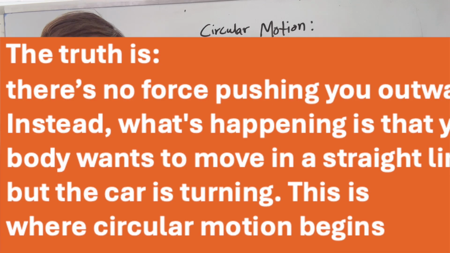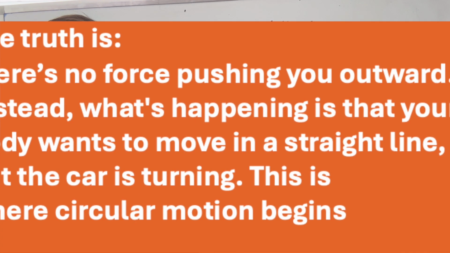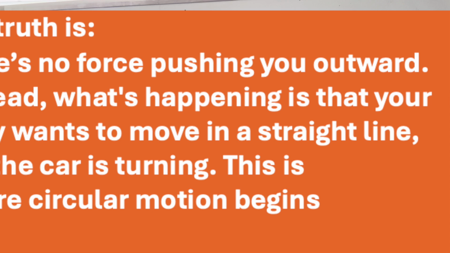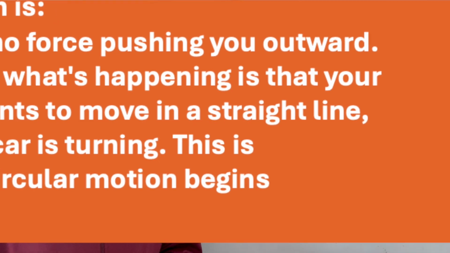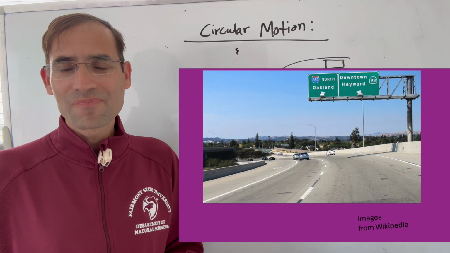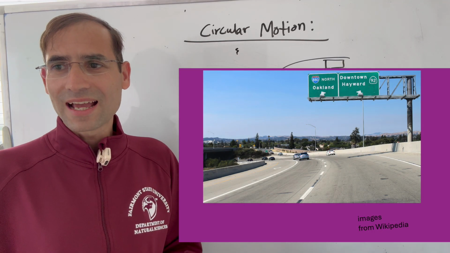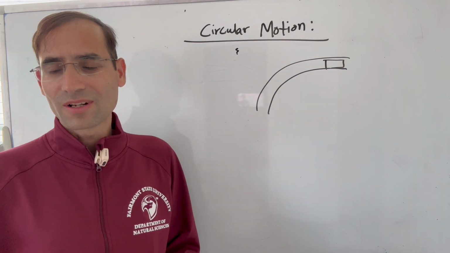The truth is, there is no force pushing you outward. Instead, what is happening is that your body wants to move in a straight line, but the car is turning. Because of your inertia, you wanted to remain in the straight line, but the car is already on the curved path. This is where circular motion begins.